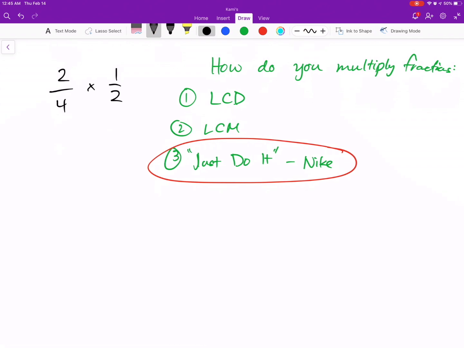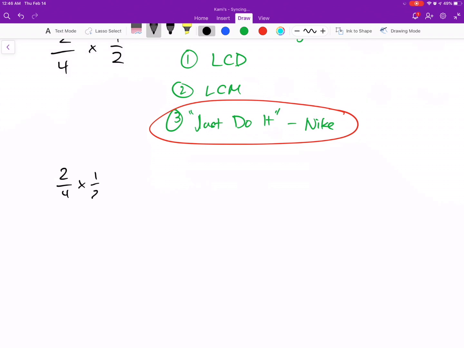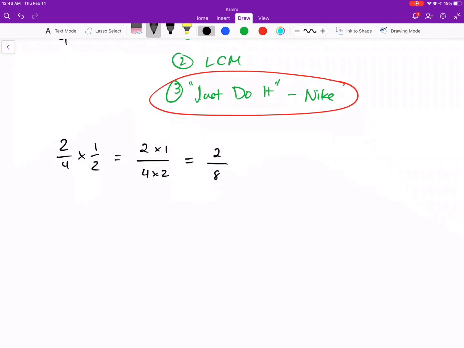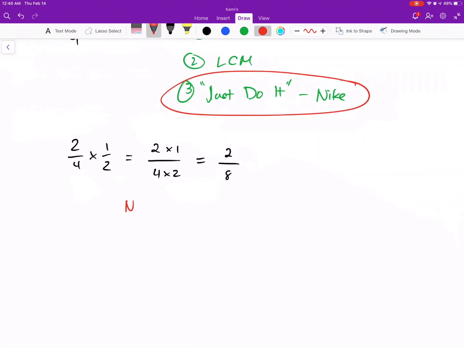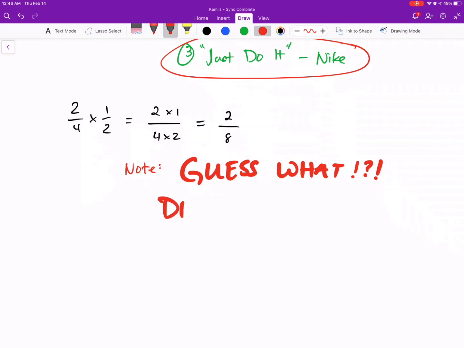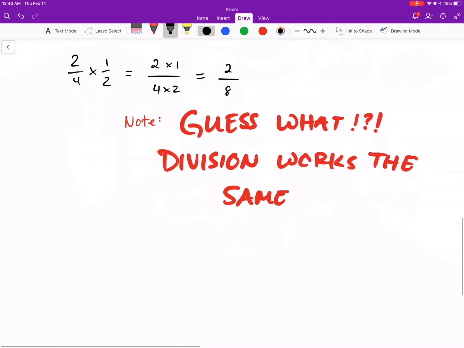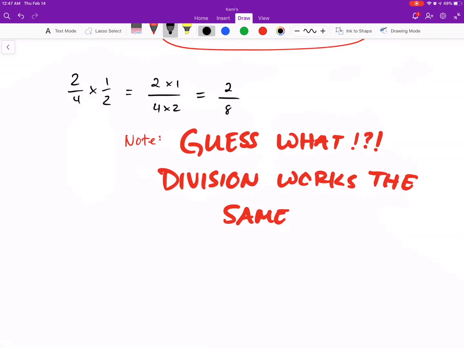You just really multiply. So, if we're going to look at 2 over 4 times 1/2, we actually just multiply them across. So 2 times 1 all over 4 times 2. You'll see I did that in the last video without really explaining it, but that's just because you needed to know it. So 2 times 1 is 2, 4 times 2 is 8. Note: division works the same. You just divide across.